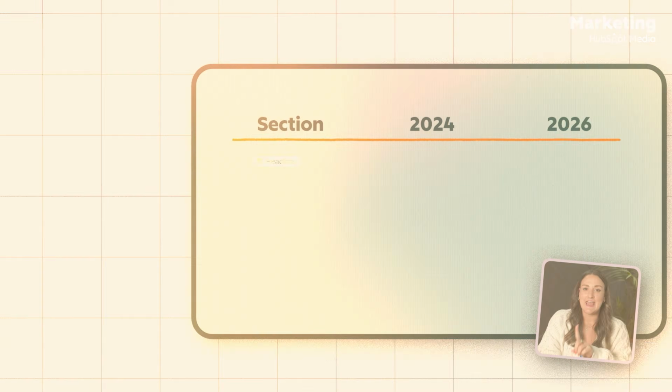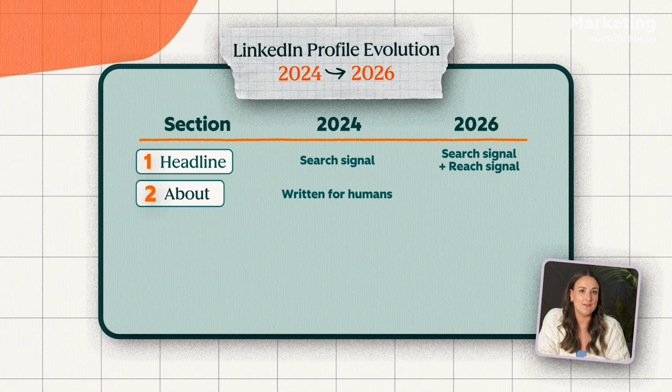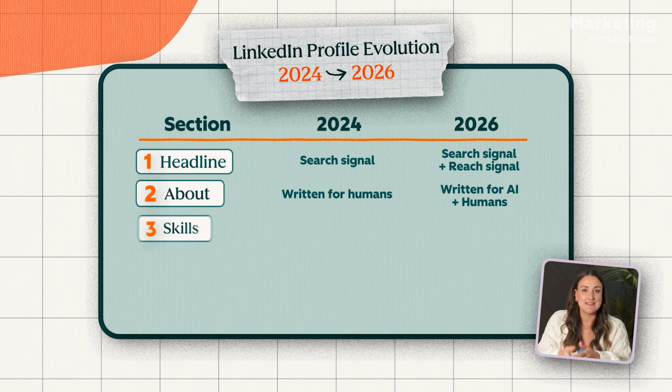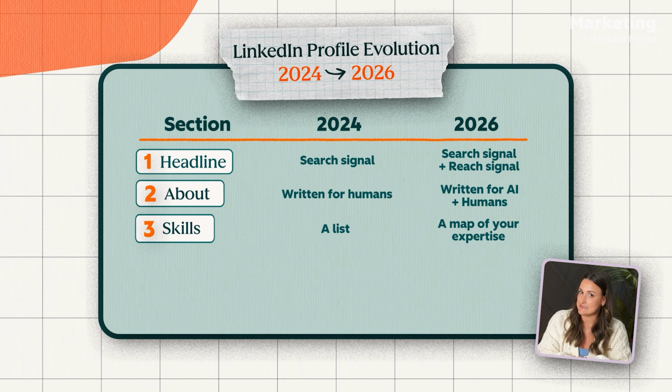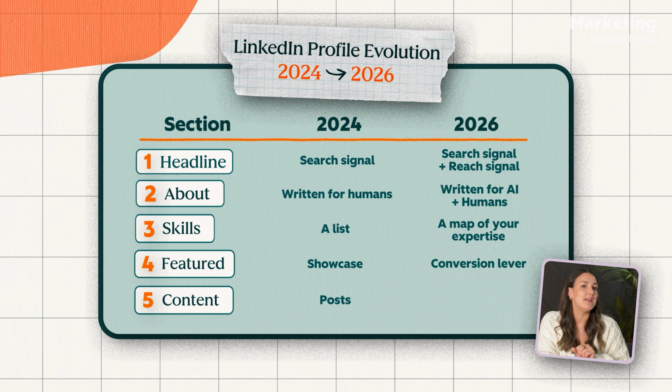Most people have a LinkedIn profile that works like a resume. A newsletter turns it into a content engine. Okay, let's take a look at what we just did. Headline rewritten to match what you post about. About section written for the AI that reads it first. Skills clustered, not just listed. Featured section working as a conversion lever, and newsletter ready to launch.